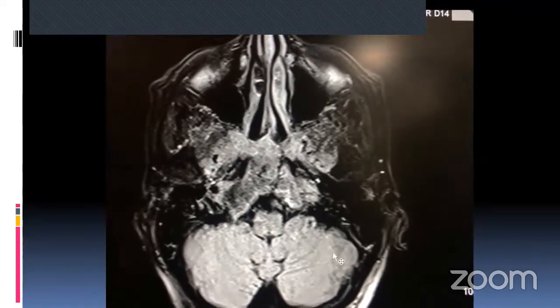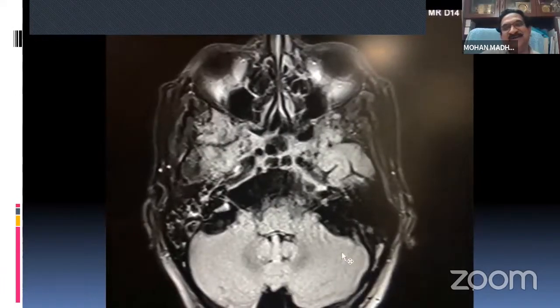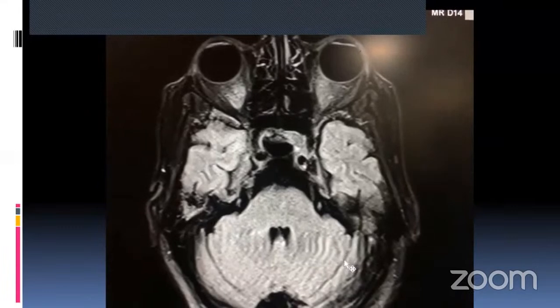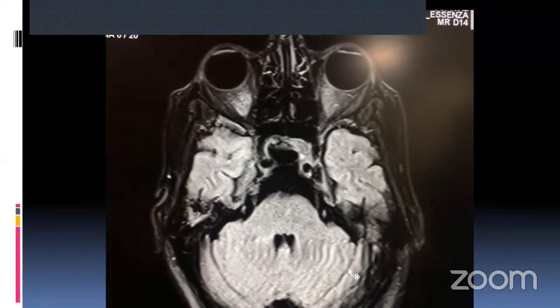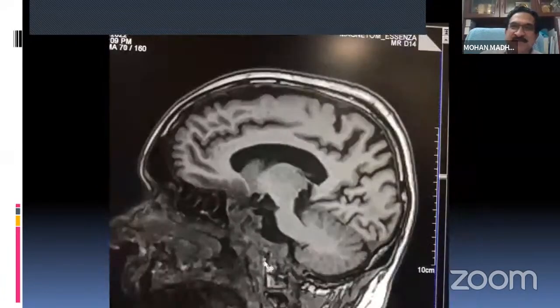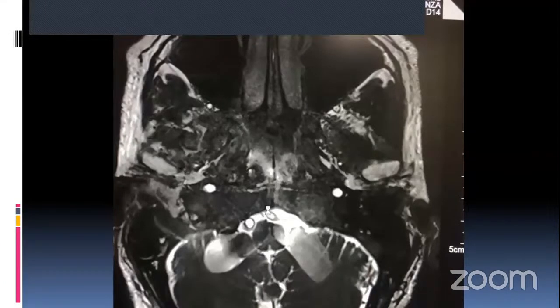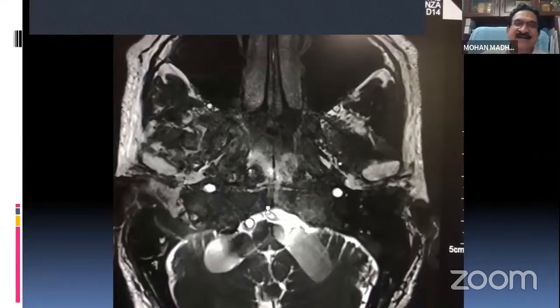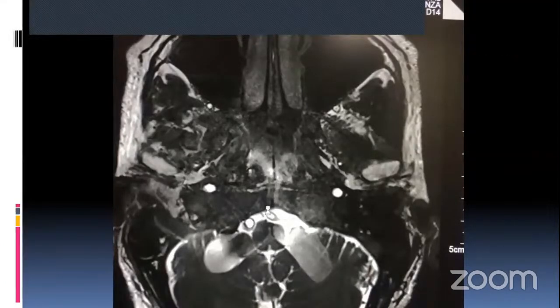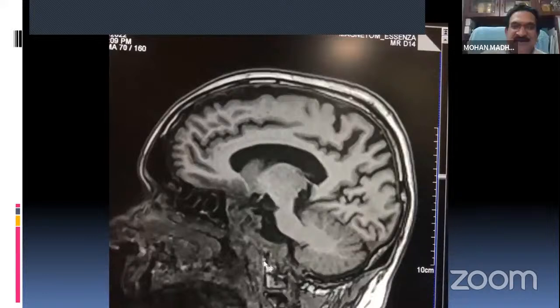Clivus area, sir. Yes, abnormal. Okay, exactly. Good. There is some gross abnormality in the clivus. I'll come to that later. Before that, this MRI was trying to find out whether the brain is normal. Is there something in the middle of the posterior aspect? No, I'll come to that.